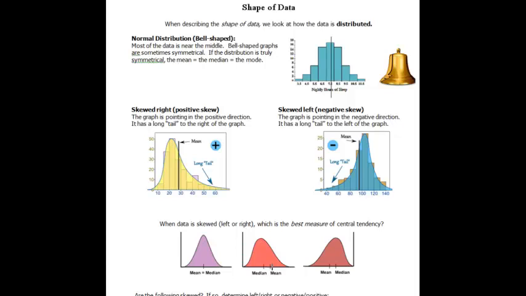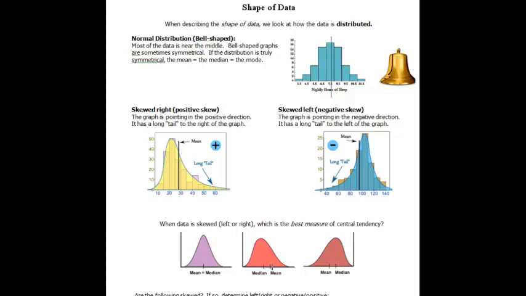And our baseline is the normal distribution, and we call that a bell-shaped distribution, where most of our data is towards the middle, and then they're sometimes symmetrical. If they're perfectly symmetrical, then the mean would be the same value as the median, which would also be the same value as the mode. Typically that's not the case, but it could happen if it's a perfectly normal distribution or a perfect bell curve.